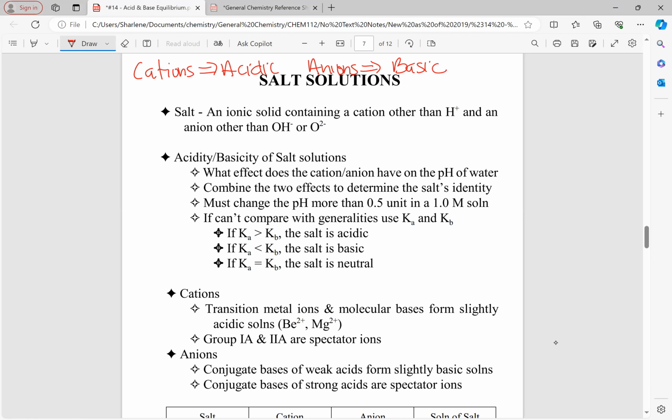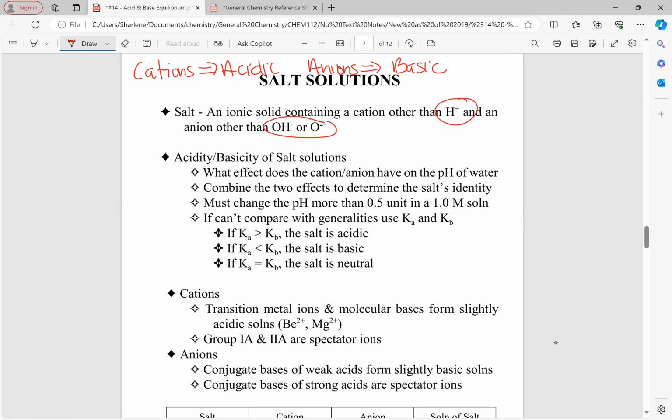And so any ionic solid containing a cation other than a proton and an anion other than a hydroxide. By definition, if you had a molecular compound that reacted with water, that would be called an acid. That wouldn't be this issue. And if you had an ionic solid that contained either the hydroxide or the oxide, that would by definition be a base. So that's not this topic. So we are talking about anything other than the protons or the hydroxides. And then what happens if you combine those?